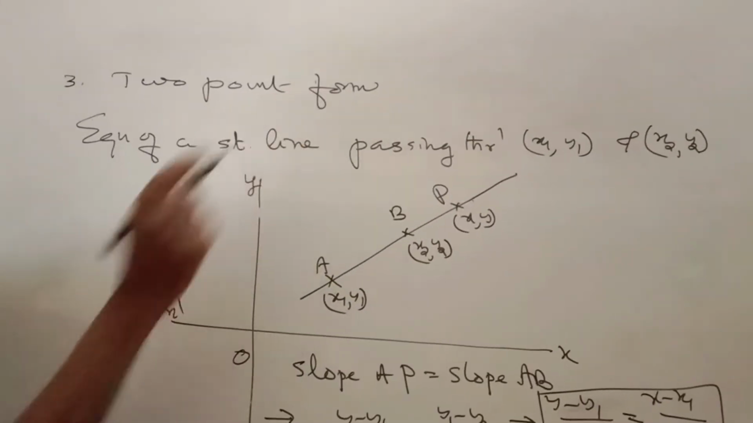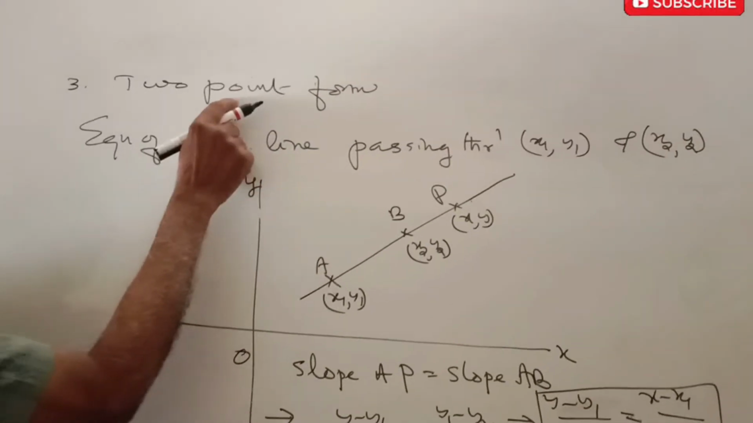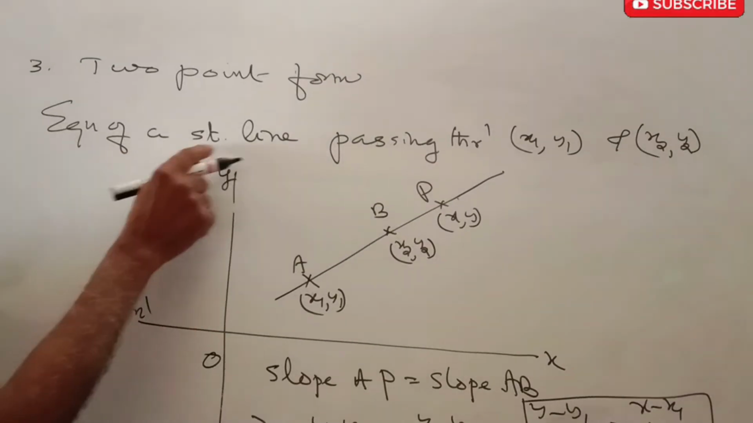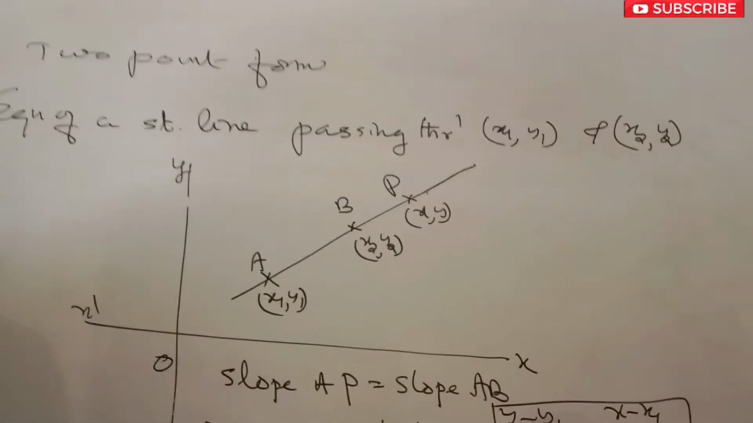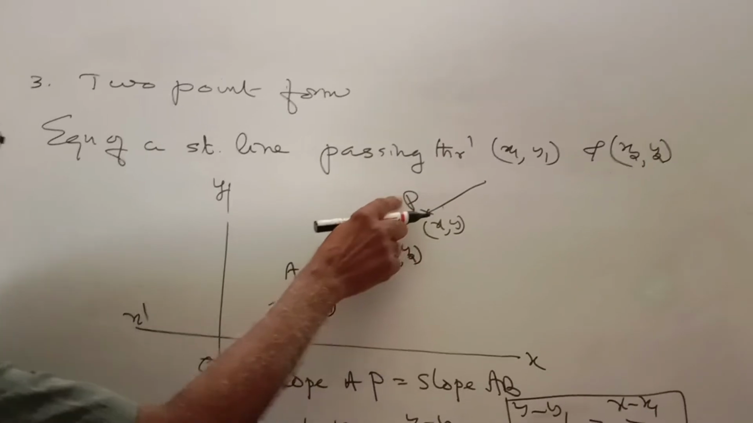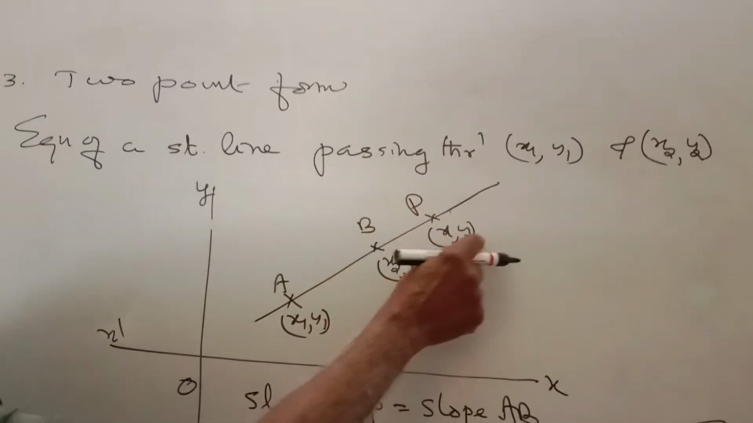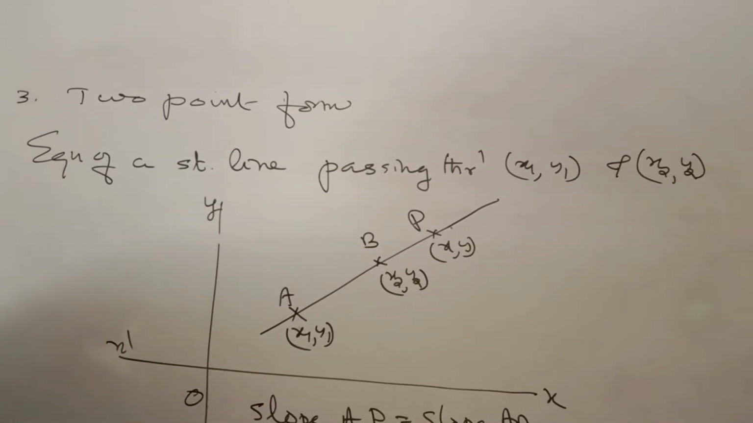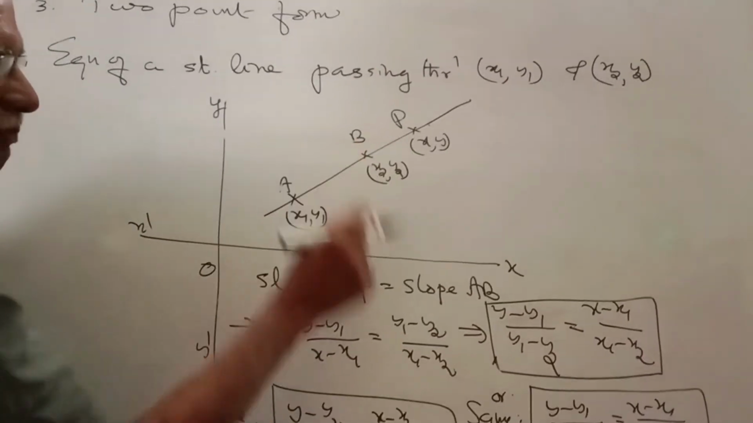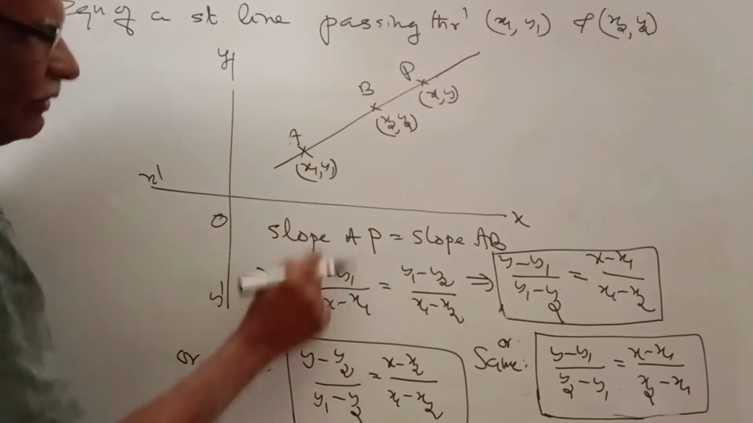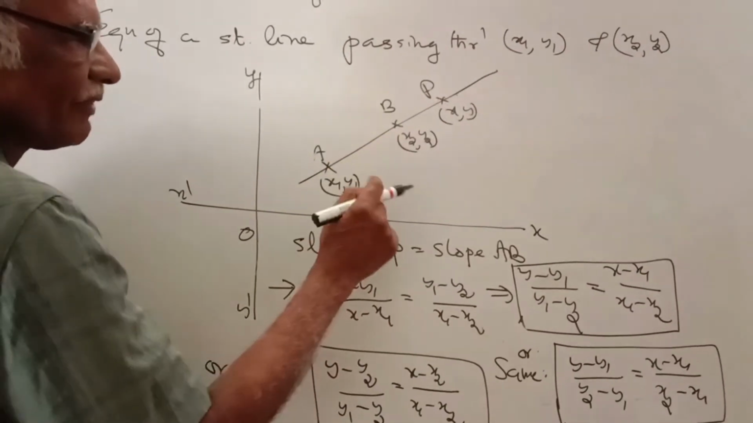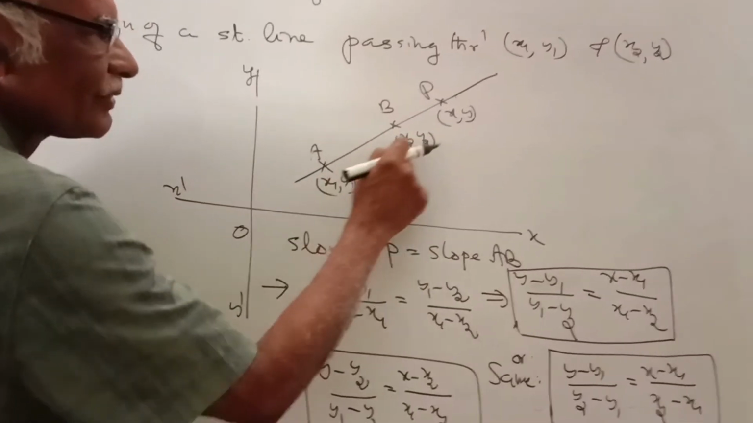Case 3, 2-point form. It is not 2 points form, it is 2-point form. We say only 5-year plan, we don't say 5 years plan. Now the equation of a straight line passing through (x1, y1) and (x2, y2), we are given 2 points. Now we know the equation is the relation between x and y of a general point P(x, y). So we take P(x, y) on the line. Now slope is simply y difference by x difference. We apply that result. Slope of AP is slope of AB. Slope of AP is (y minus y1) by (x minus x1). Slope of AB is (y1 minus y2) by (x1 minus x2).